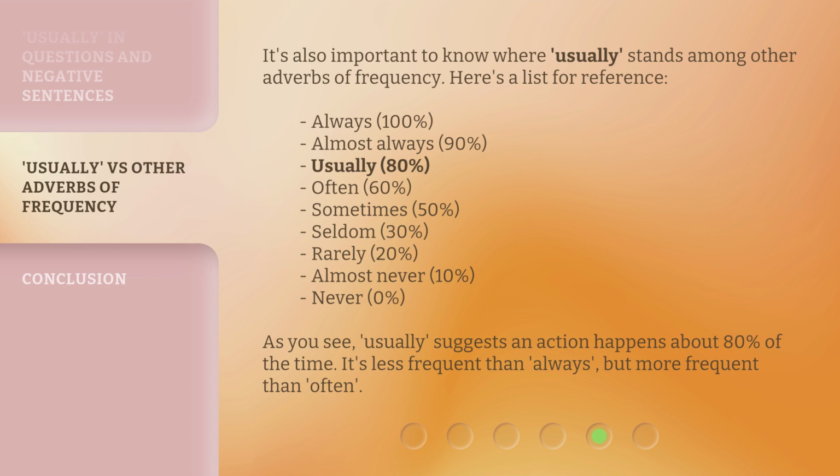Seldom, 30%. Rarely, 20%. Almost never, 10%. Never, 0%. As you see, "usually" suggests an action happens about 80% of the time. It's less frequent than "always", but more frequent than "often".